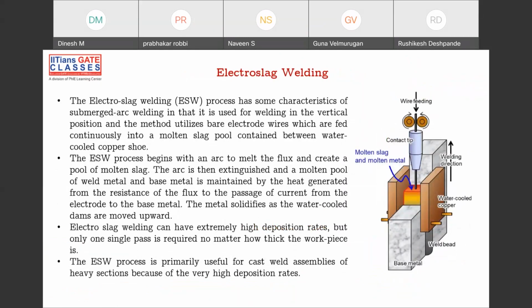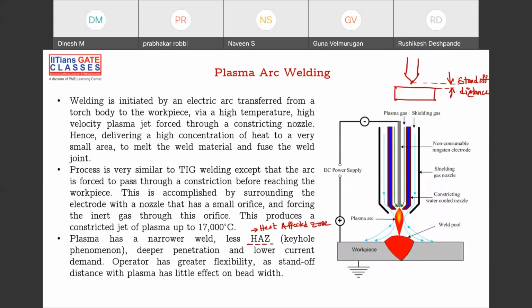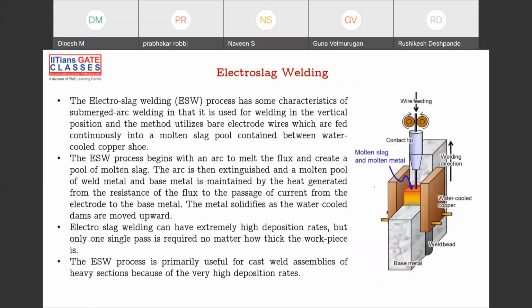Now let's discuss electroslag welding. Electroslag welding is nothing but you are doing it in this direction. What is this? Is it horizontal, vertical? What kind of welding is this? Is it horizontal welding, vertical welding, overhead welding? Vertical, obviously. You are going against the gravity. You are putting it and going above like this.